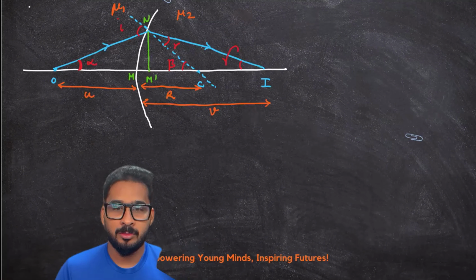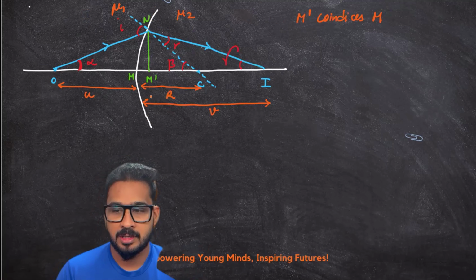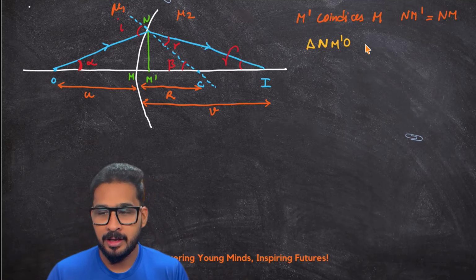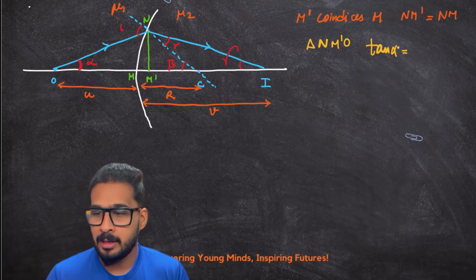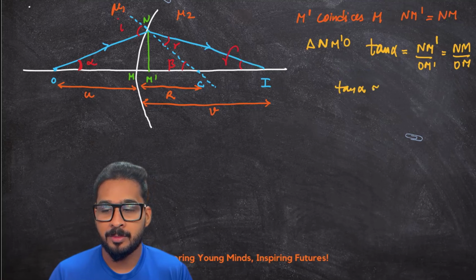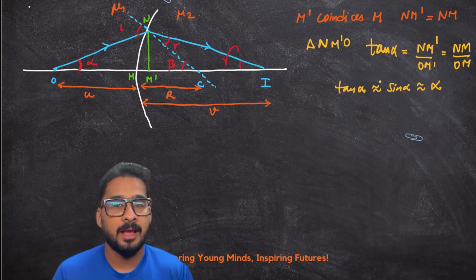This is the diagram that you need to be drawing in the examination. You need to draw the diagram in a neat and legible manner by using a scale and pencil, and mark all the values as shown. Now here M' will coincide with M because this is assumed as a thin spherical surface. So I can write NM' is equal to NM. Consider the triangle NM'O. Here tan alpha is equal to NM' upon OM', which is equal to NM upon OM. For small angles, I can approximate tan alpha is approximately equal to sin alpha is approximately equal to alpha, because of the small angle approximation.